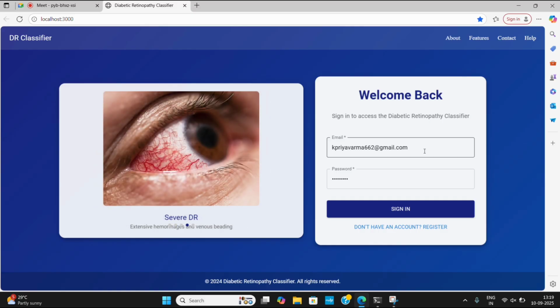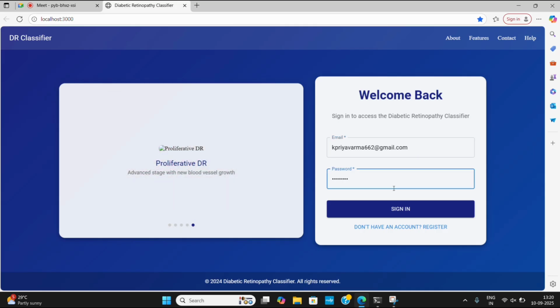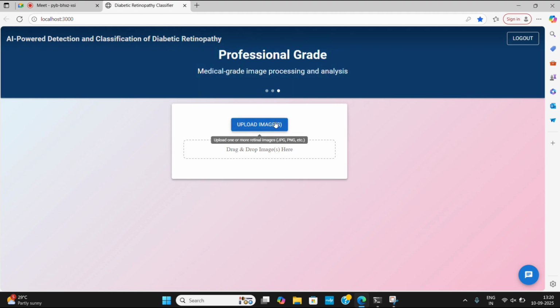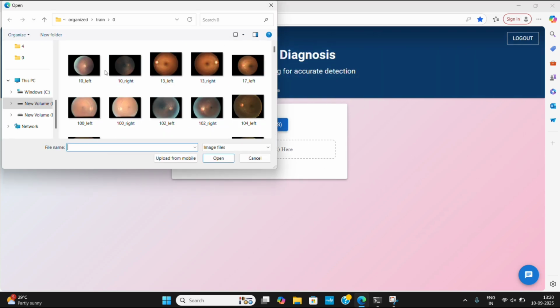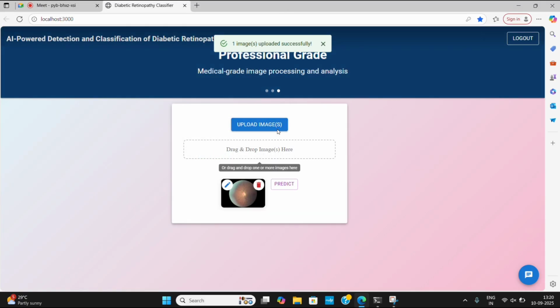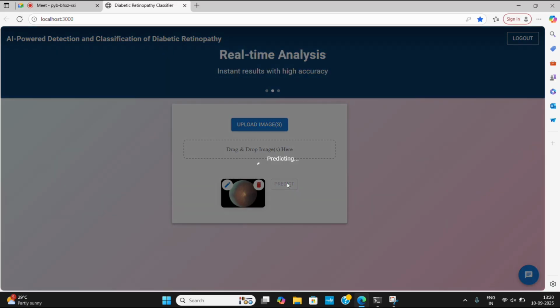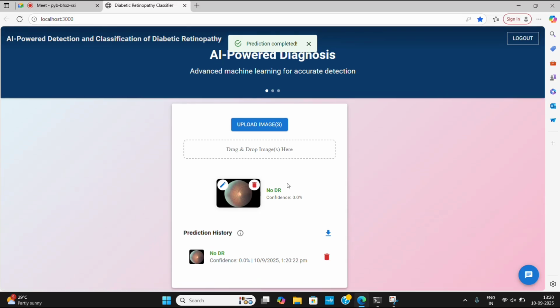Once we provide our email and password, I have entered it, and then click sign in. Once you have logged in successfully, it will show login successful. And now upload image. I will choose the left eye image. Once the image is uploaded, click predict. It will take some time. Yes, you can see here it shows no DR, confidence 0.0%.